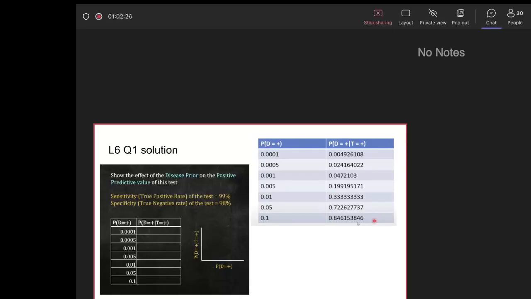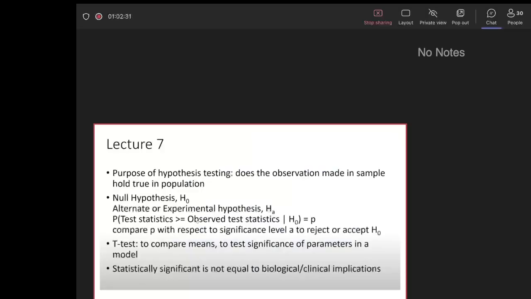So this is about the 6th lecture. Let's move on to the 7th lecture. So the 7th lecture was based on the concept of hypothesis testing. So hypothesis testing is used to test whether the trend that we see in a sample is common in a population or whether it is not common in a population.